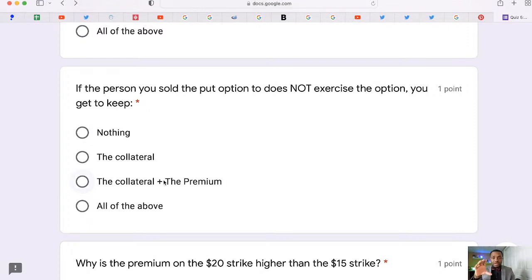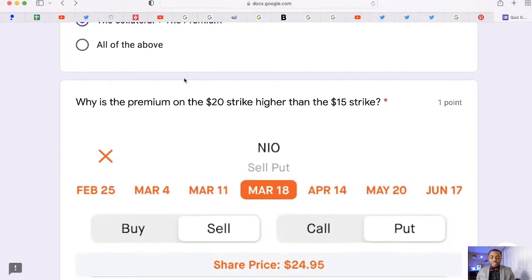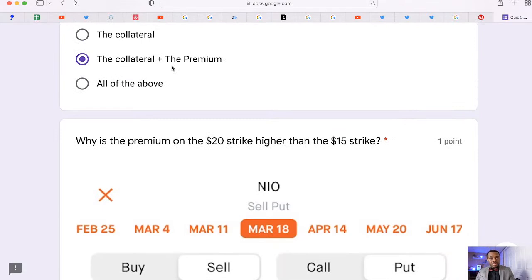That's why the 87 was the max profit, because you put up 2,000, and then the $87, not thousand, right on top of that. So then this is our answer. If the person you sold the put option to does not exercise the option, you get to keep your collateral and you get to keep the premium. This is the best case scenario when selling put options. You get your collateral back, everything that you put up, and then you get to keep the premium as well.